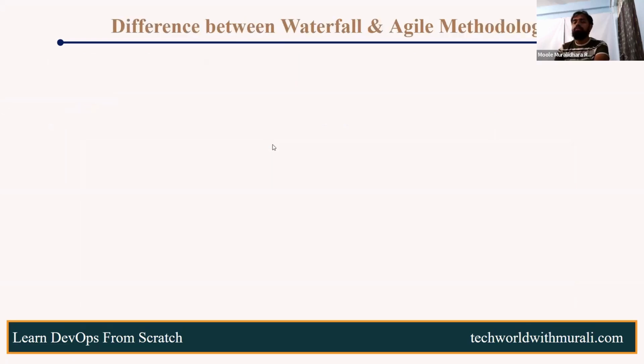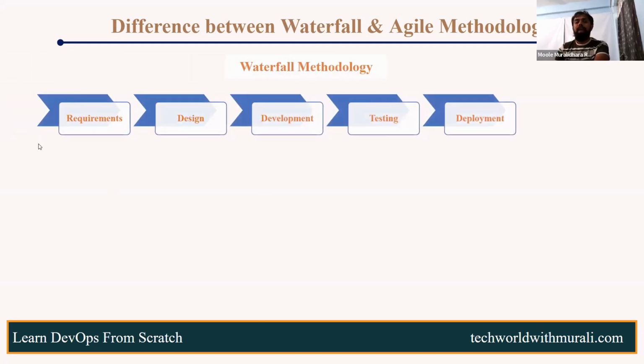Let's see the differentiation so that you'll get more idea. I hope you already got what waterfall methodology and agile methodology are. At a high level, we can see the differentiation. In the waterfall methodology, we gather the requirements, second design, then development, testing and deployment. Then you will get the big output at the end. It may take 3 months, 6 months, 1 year, or 2 years in the waterfall methodology.